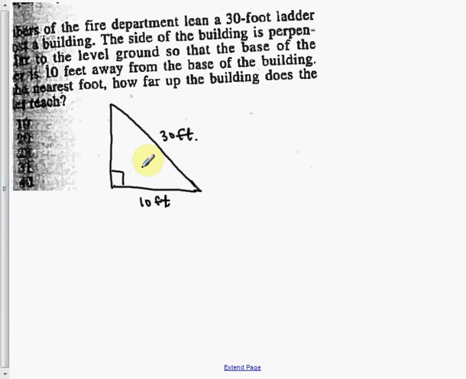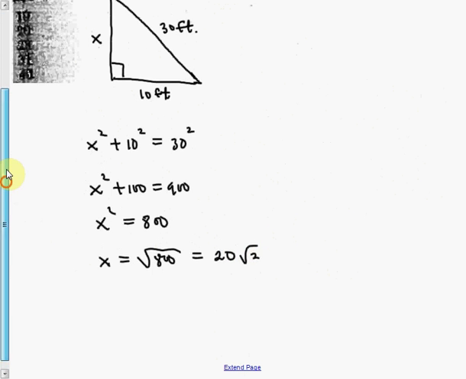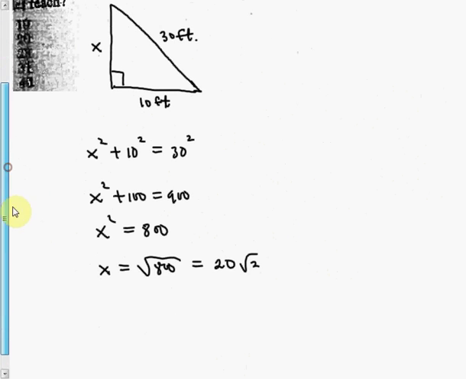So just using the Pythagorean theorem, we get what we want. We call this side x. So it looks like x squared plus 10 squared is equal to 30 squared. So this is x squared plus 100 is equal to 900. x squared is equal to 800. Take the square root of both sides. x is equal to the square root of 800. Well, that's the same thing as 100 times 8. So the square root of 100 is 10. The square root of 8 is 2 times the square root of 2. So that gives us 20 times the square root of 2. And I think it said round that to the nearest foot. So if you approximate that on your calculator, that's about 28 point something.